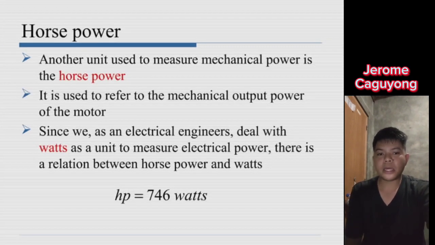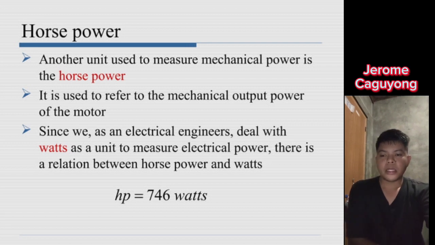Then, next is horsepower. Horsepower is another unit used to measure mechanical power. It is used to refer to the mechanical output power of the motor. Since we as mechanical engineers deal with watts as a unit to measure electrical power, here is the relation between horsepower and watts: 1 horsepower is equal to 746 watts.